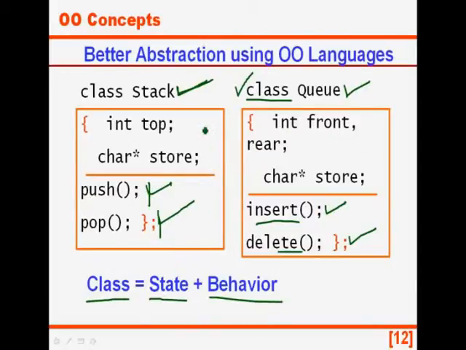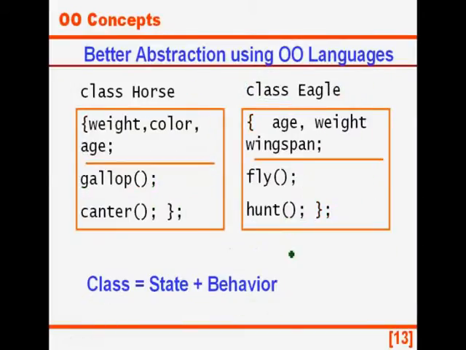The state is defined by the data members, the top and the char star store for a stack, the front and the rear and the store for a queue. The behavior, or the set of operations which are valid for that given class, are defined by the operations or the functions: the push and the pop for the stack, the insert and the delete for the queue.